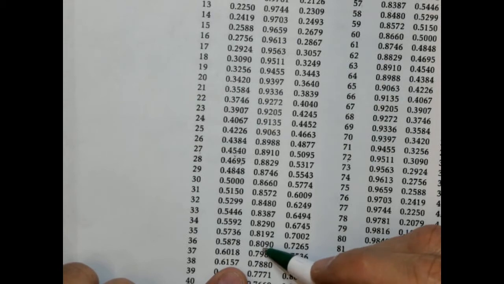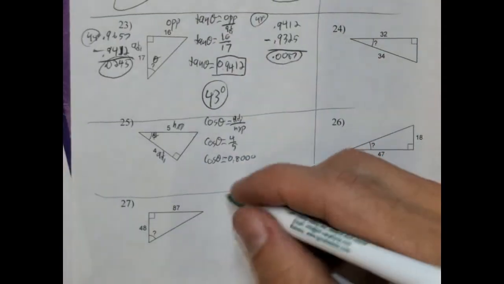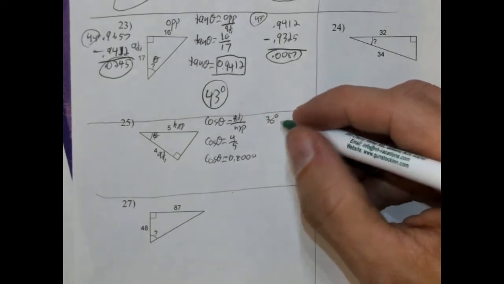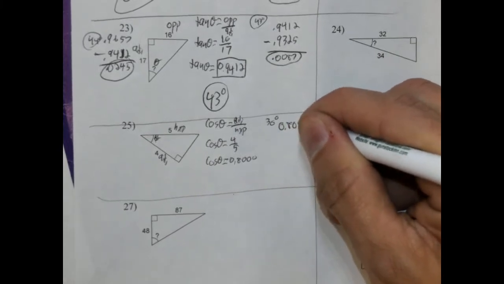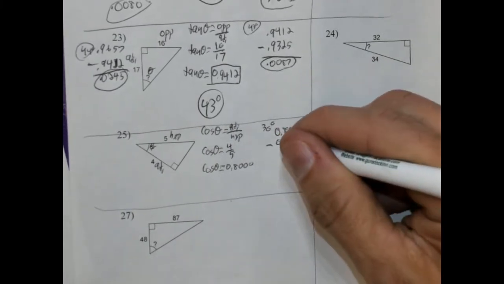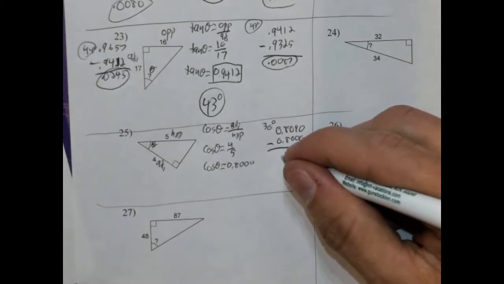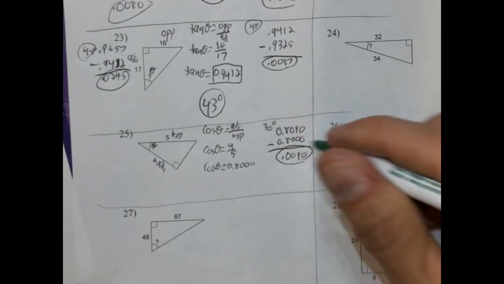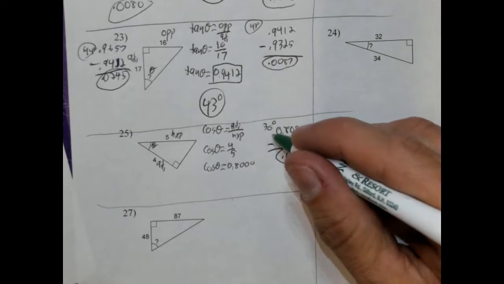So 36 instead of 37 degrees. Sorry, so 36 degrees. 36 degrees is slightly larger, so we're going to say 0.8090 and subtract the number we have, which is 0.8000. This one's an easy one to subtract, so we get 0.009. That's the difference. It's 9 thousandths away from 36 degrees.